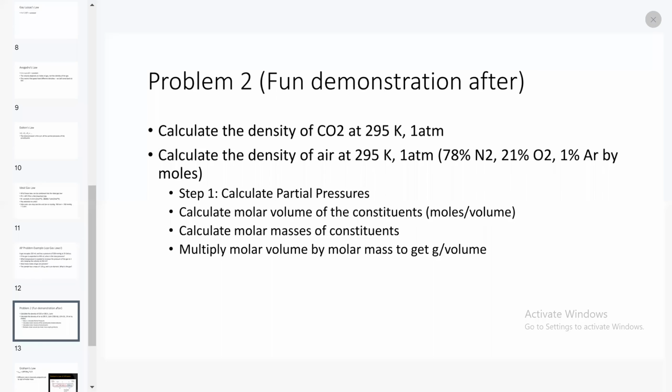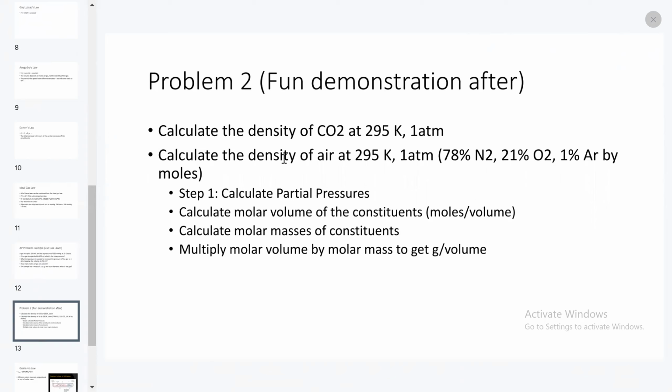Everyone's here, so let's get started. So let's do problem 2. I'm going to do the first problem, and then I'll give you the second problem, okay? After this, we'll do an interesting demonstration.